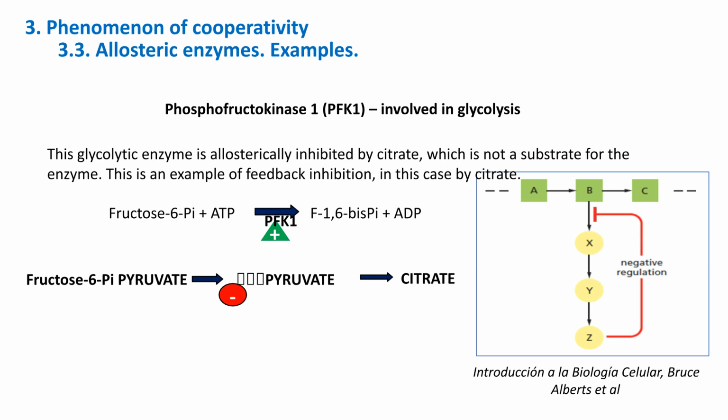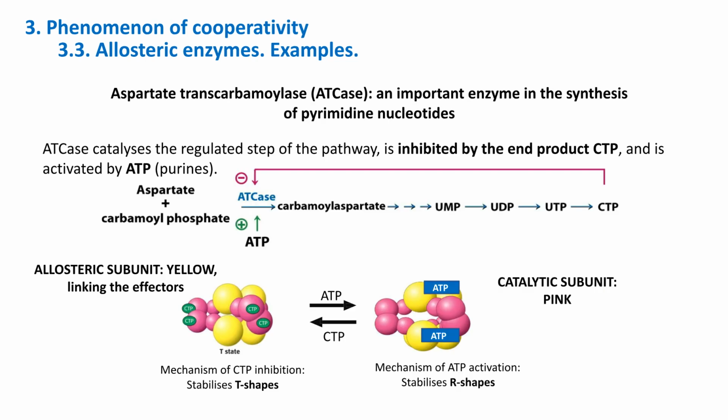Phosphofructokinase 1, PFK1, a glycolytic enzyme, is allosterically inhibited by citrate, which is not a substrate. This is an example of feedback inhibition, regulating the pathway. Aspartate transcarbamylase, ATCase, is inhibited by the end product CTP, stabilizing the T-shape, and activated by ATP, stabilizing the R-shape. This regulates pyrimidine nucleotide synthesis.